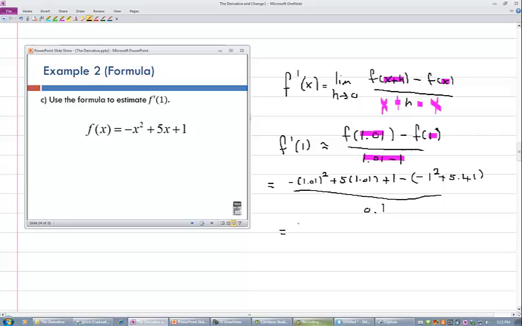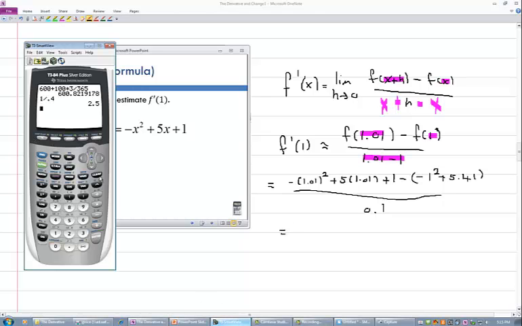And I'll need my calculator to do this. So I'll take out my calculator. Let's clear this out. And I'm going to do left parenthesis because it's all on top, negative, left parenthesis 1.01, raised to the 2, plus 5 times 1.01 plus 1.